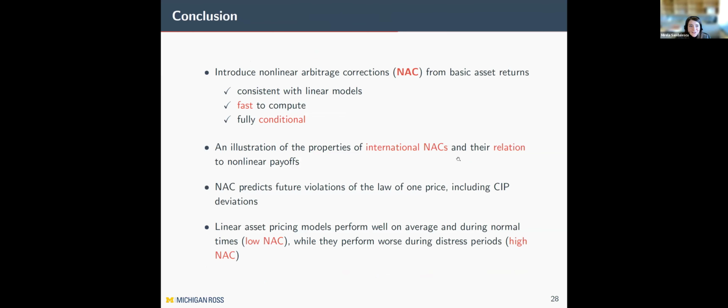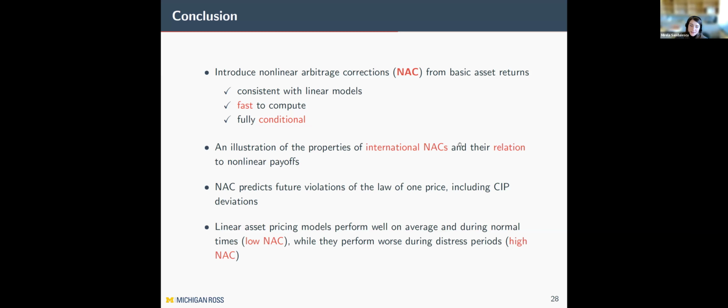All right, so let me wrap up. In conclusion, we introduce this nonlinear arbitrage correction. It is built from basic asset returns alone. Think about international stocks and bonds. It's going to be consistent with the linear model. It's fast to compute and fully conditional. And we show that the properties are going to be counter-cyclical, and are going to be related to nonlinear payoffs like foreign exchange options, but also foreign exchange variance swaps.